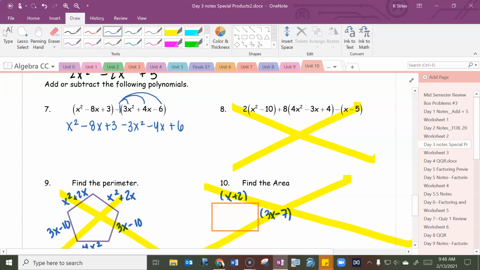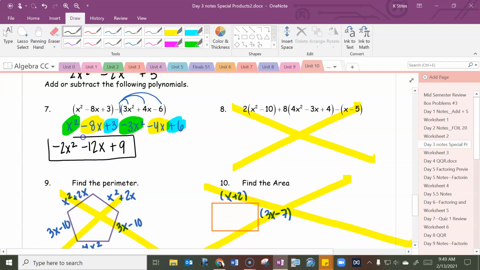And then here we're just adding or subtracting. All right, x squared minus 3x squared is negative 2x squared. Negative 8x minus 4x is negative 12x, and 3 plus 6 is 9. And this is your answer.